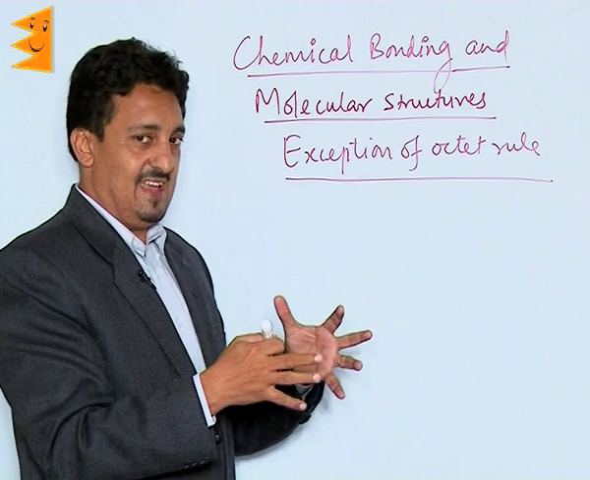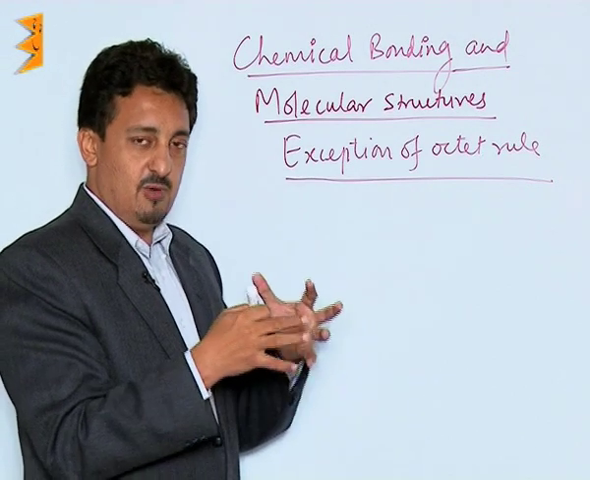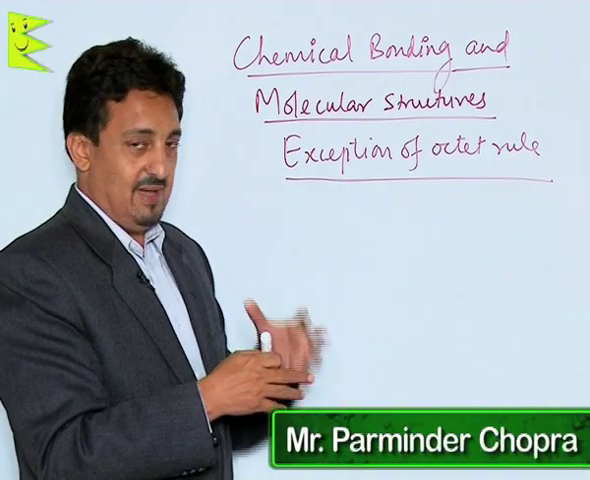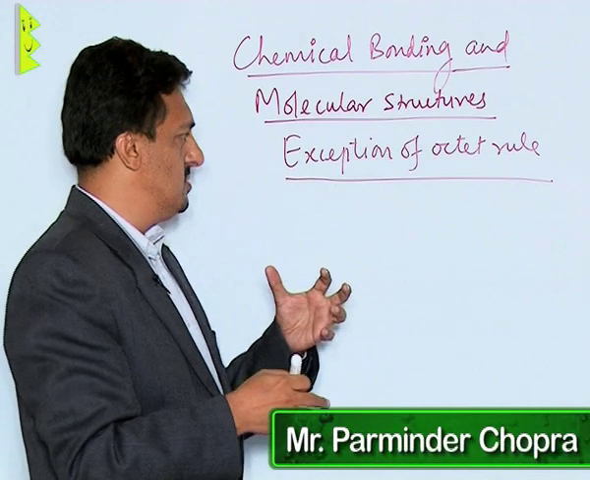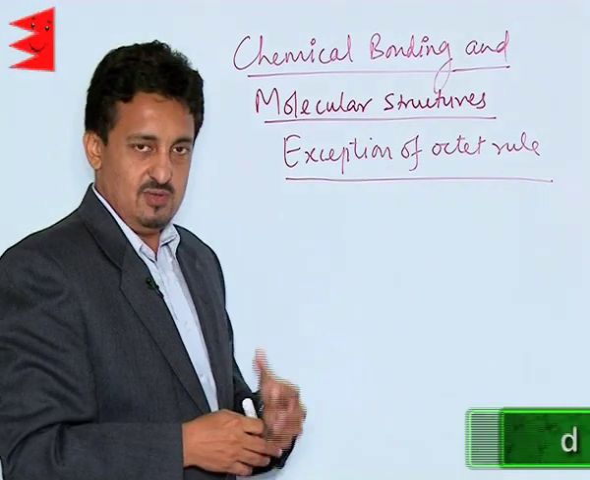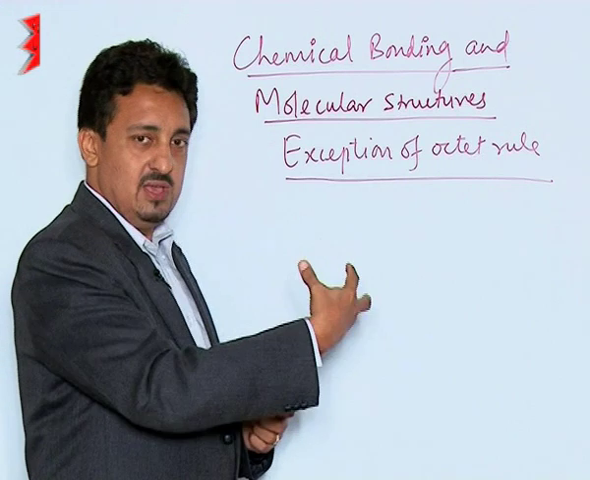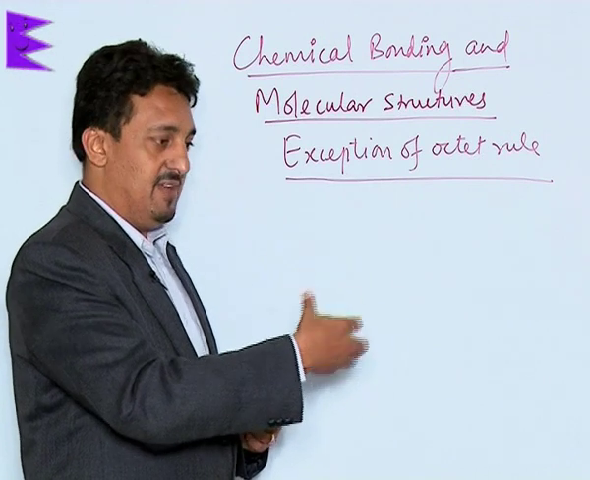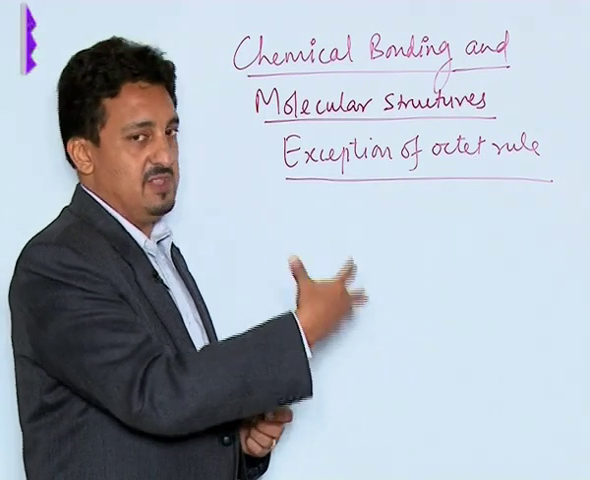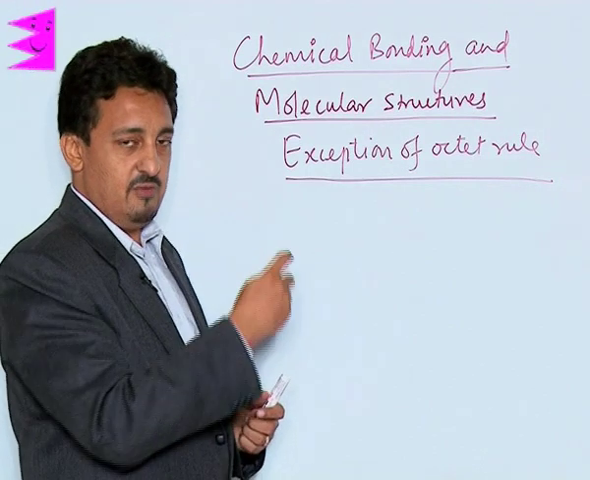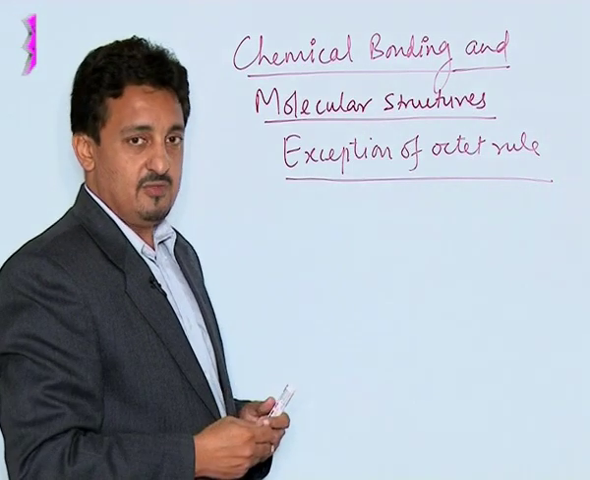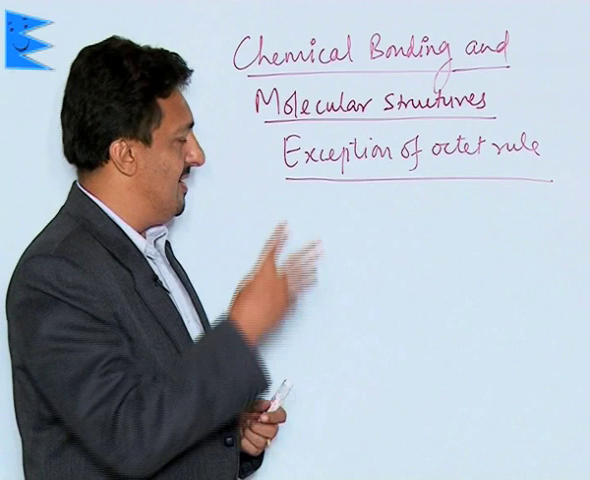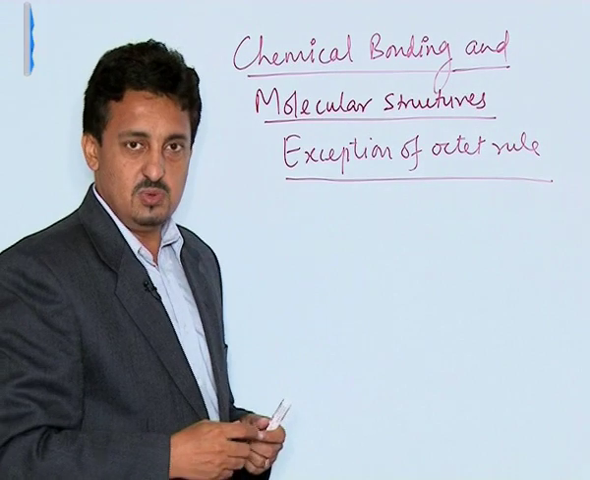Now, after understanding the formation of different molecular species by the Lewis representations, let us do the exceptions of the octet rule. So we have been doing the molecular species, and we are trying to understand them as per the octet rule, or we can say the electronic theory of chemical bonding. But now let us see the exceptions of this rule.